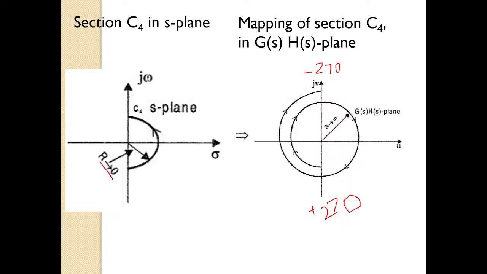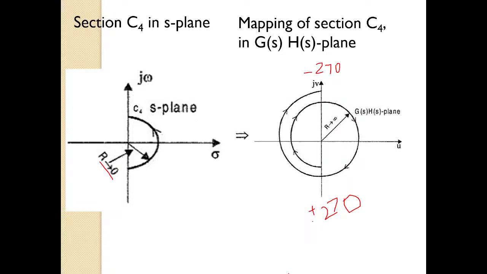270 means plus 3 pi by 2 and minus 270 means minus 3 pi by 2. So definitely our plot should start from this axis. Since it is starting from positive theta, the plot should run in clockwise direction. When angle theta varies from positive to negative, as I have already told you, the counter should move in clockwise direction. If theta is varying from negative to positive, counter should move in anti-clockwise direction. Keep that point in your mind.